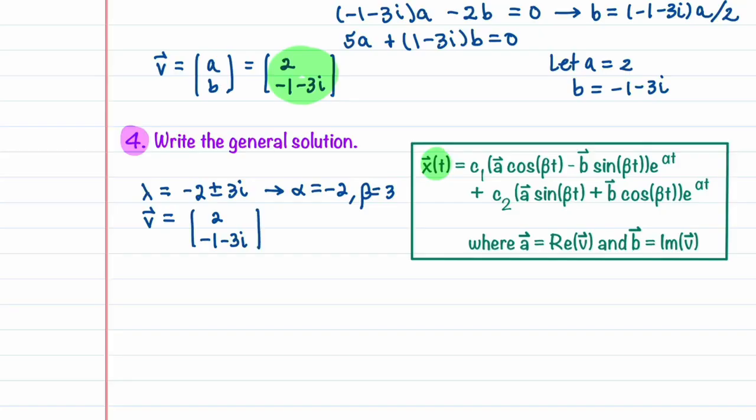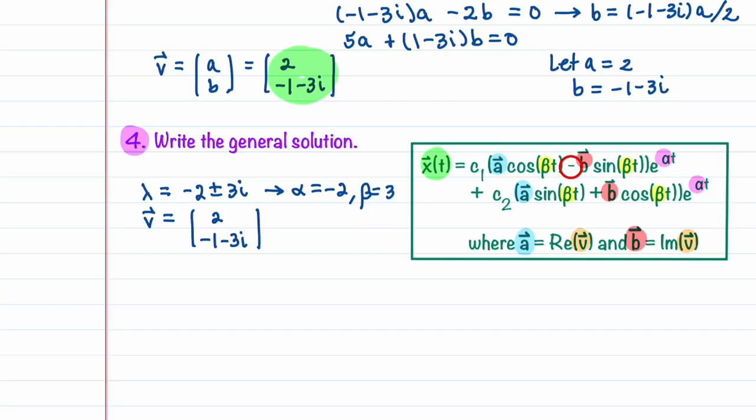Let's now look at our solution. Our alpha is up here in the exponent, and then our beta is right here in our trig functions. And then we have our vector V, which is our eigenvector. We have to split it into its real part and its imaginary part. Vector a is the real part, and vector a is right up here, and then vector b is the imaginary part, and that's right there. Notice too that we have a negative sign right there that we have to watch out for.